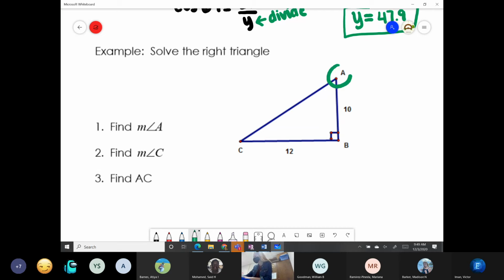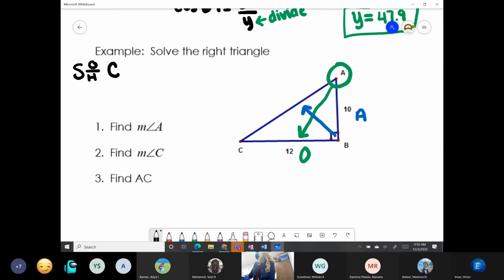So for angle A, across from angle A is the opposite. Across from the right angle is the hypotenuse. And then what's left over is the adjacent. So the side I don't need is going to be H. So for angle A, are we going to use SOH, CAH, or TOA to find the measure of angle A?